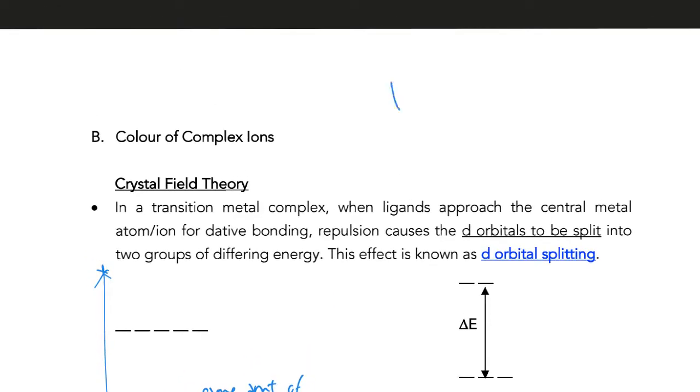Let's say, for example, I'm talking about the dz square. It's a dz square orbital. Okay, a bit lopsided. But let's say, for example, the dz square, which obviously will lie on the z-axis here.